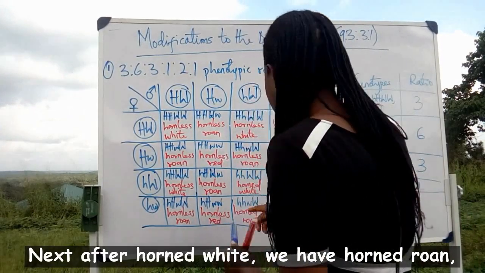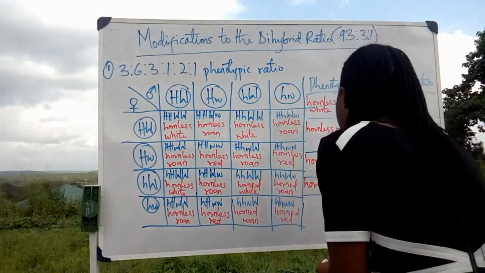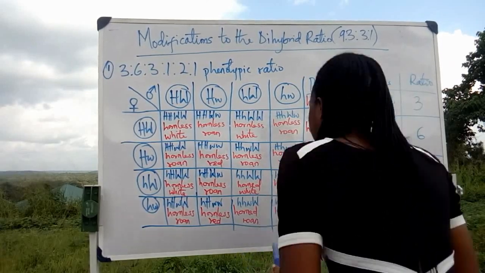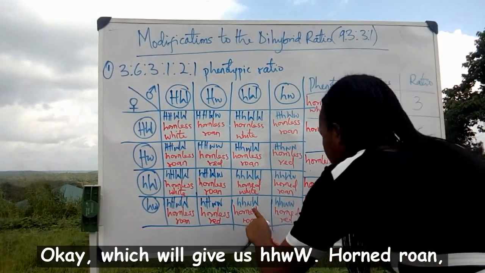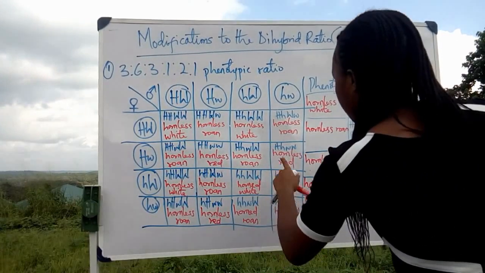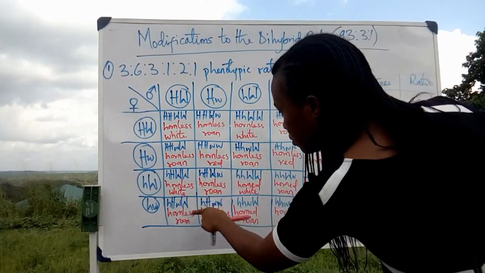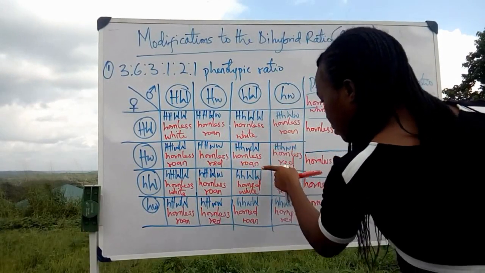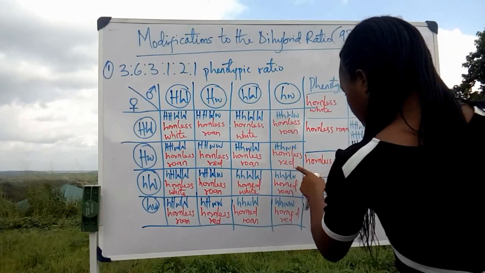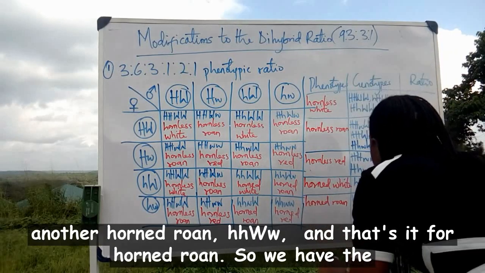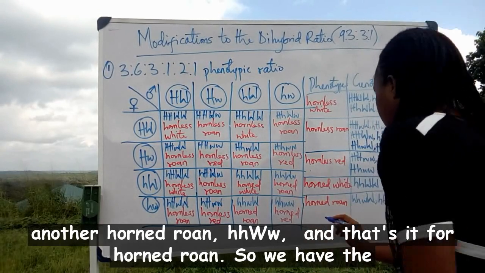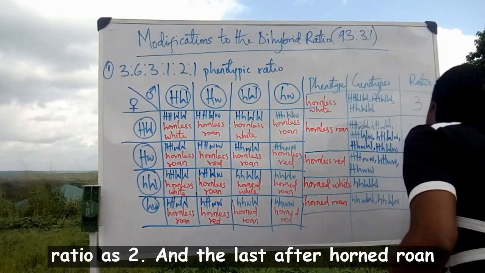So next, after horned white, we have horned roan. Okay, which would give us small h, small w, big W, horned roan. Another horned roan. Small h, big W, small w. And that's it for horned roan. So we have the ratio as 2.